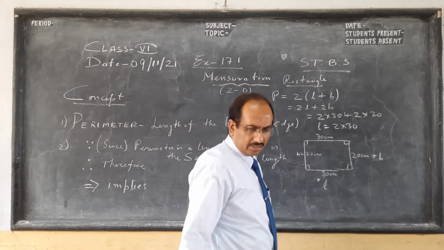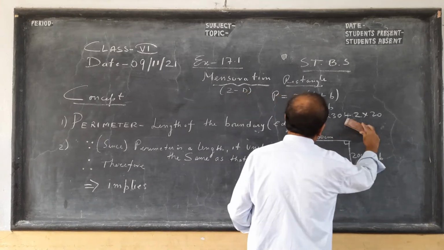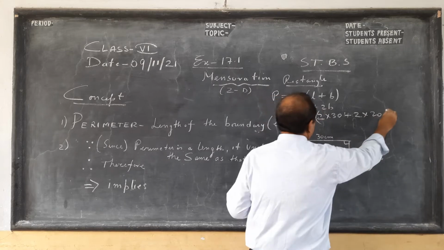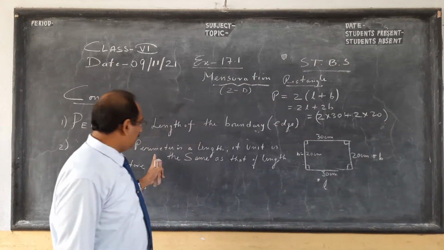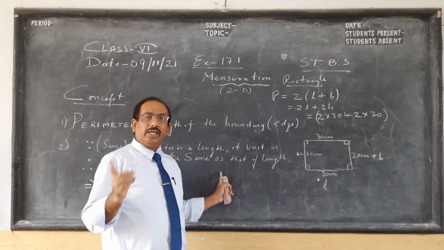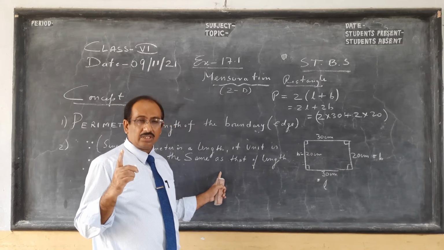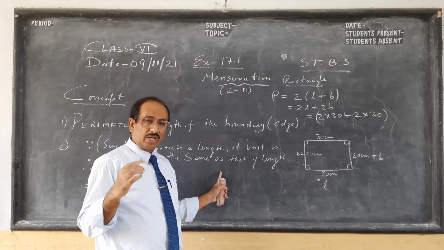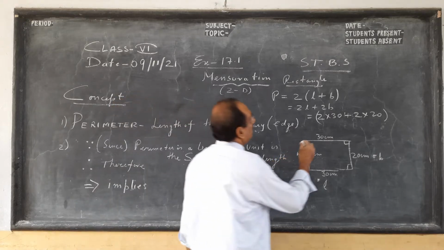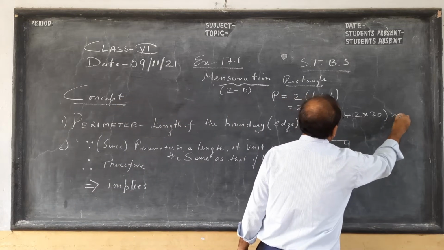So what we will get, children, and what will be the unit, this I am trying to highlight. Perimeter has the same unit as that of length. Area has square unit, we will see: meter square, centimeter square, or square meter, square centimeter. So this is in centimeter, this will be in centimeter.